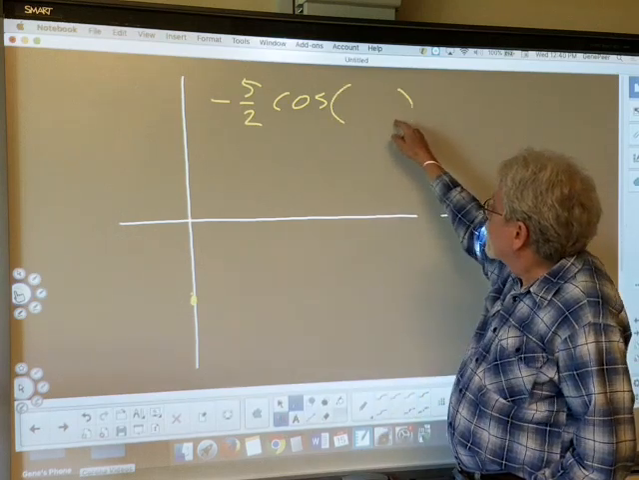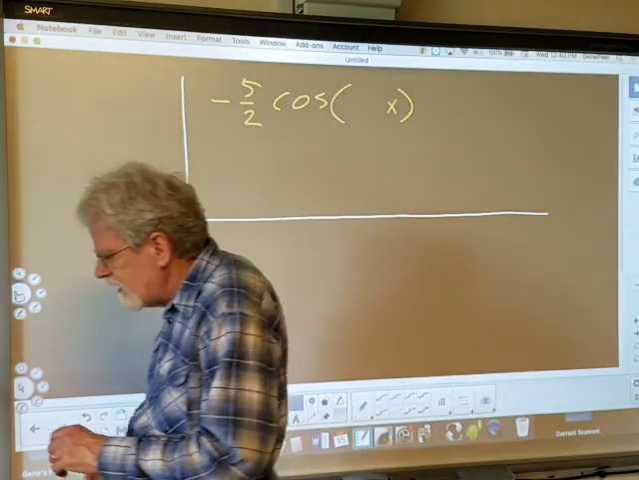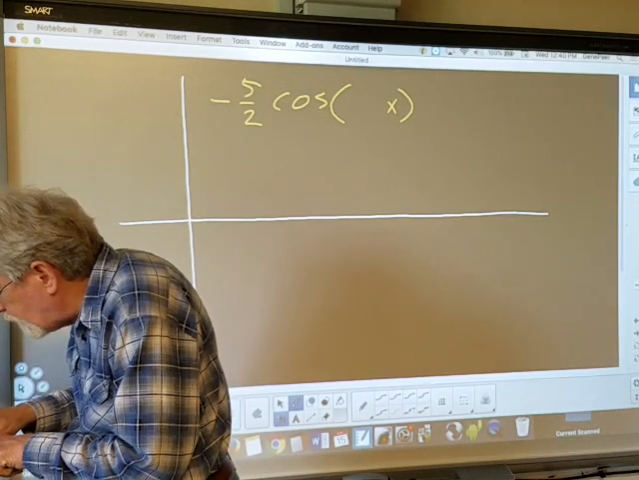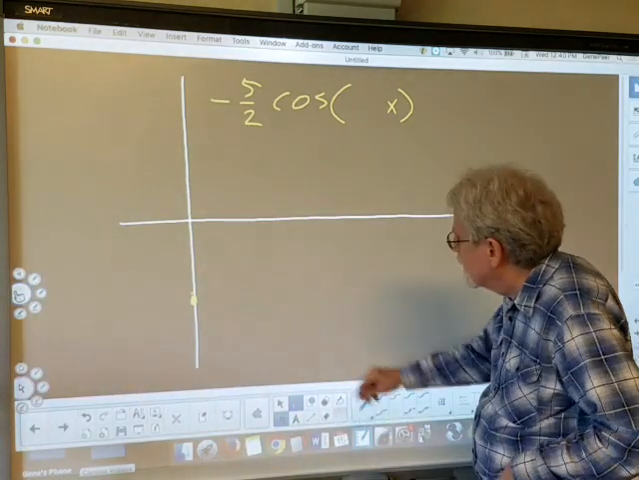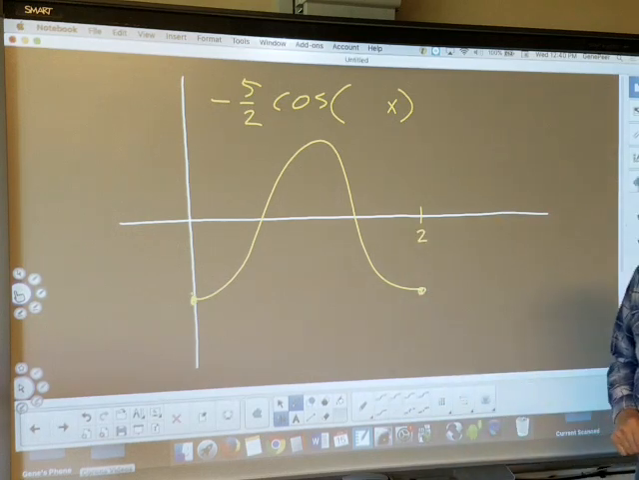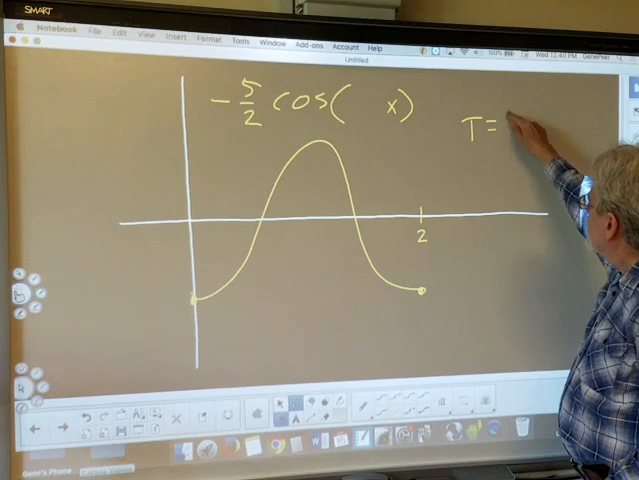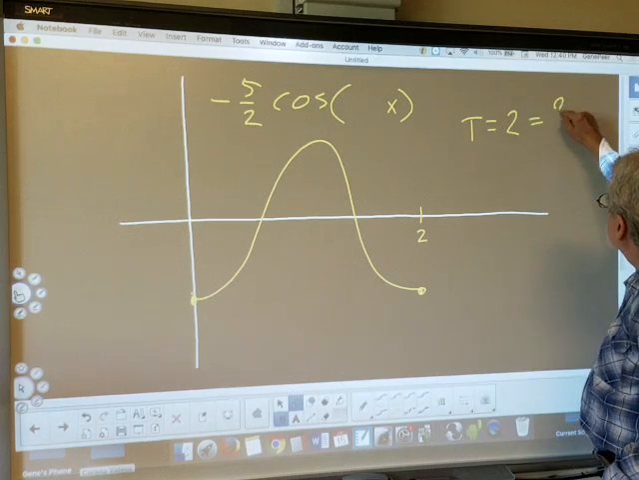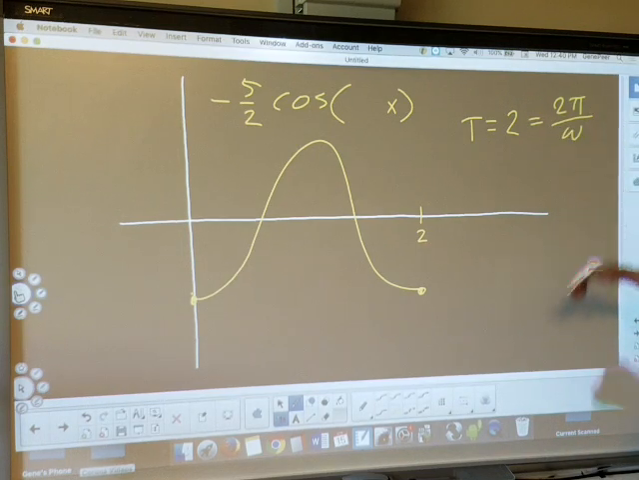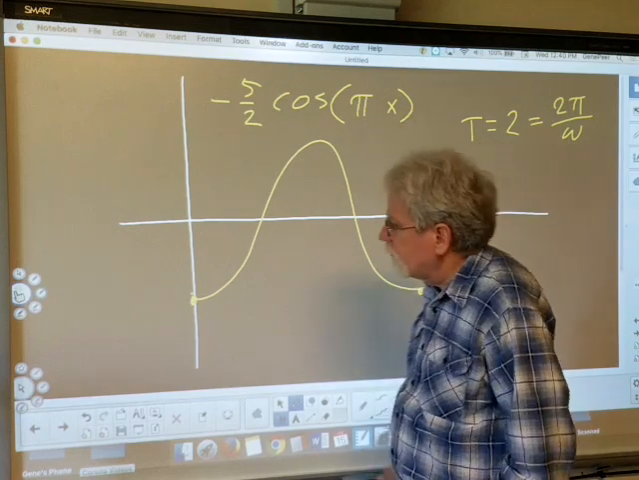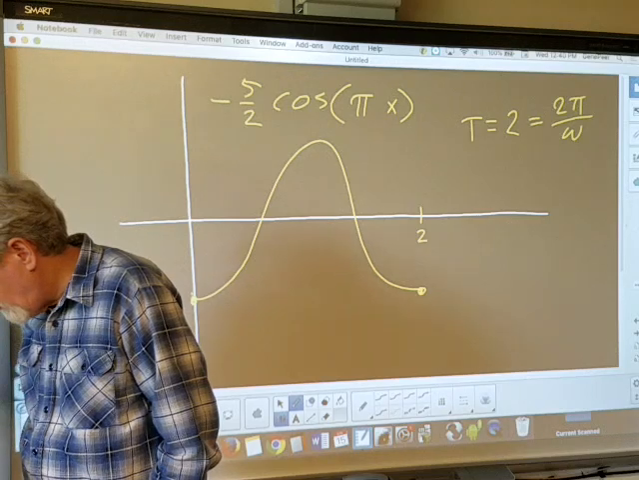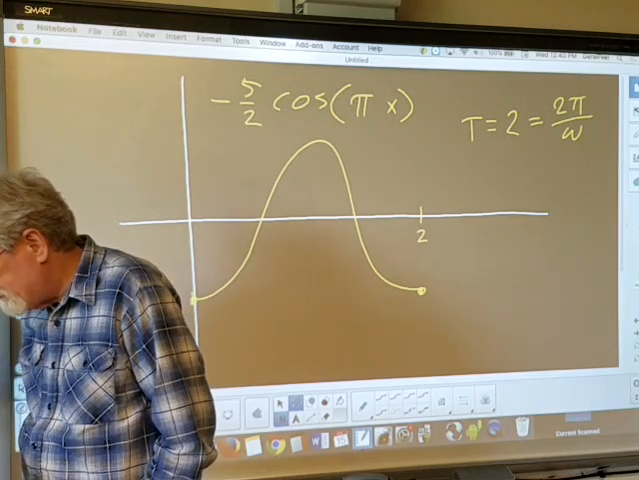Negative cosine of what times x? We've got to get the period. Well, this thing repeats itself. Where does it hit negative 5/2 again? It hits it at 2. So we have a period of 2. It goes from here and goes back where it started when it gets to 2. So the period is 2, which is, as always, 2 pi over omega. Multiply by omega, divide by 2, we get omega equals pi. Wasn't as bad as it looked. It really wasn't. That amplitude was kind of scary, all those fractions, but no big deal.